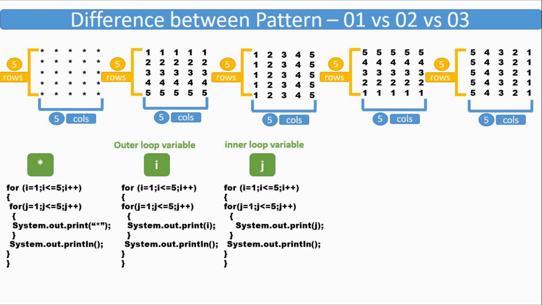So our outer loop will run 5 times, but from where will it start? It will start from 5 to 1, because in this pattern our value is starting from 5. So our code will look like this. The outer loop will look like for i is equal to 5, i is greater than or equal to 1, i minus minus, and the inner loop will look like j is equal to 5, j is greater than or equal to 1, j minus minus, where we are printing the outer loop variable.